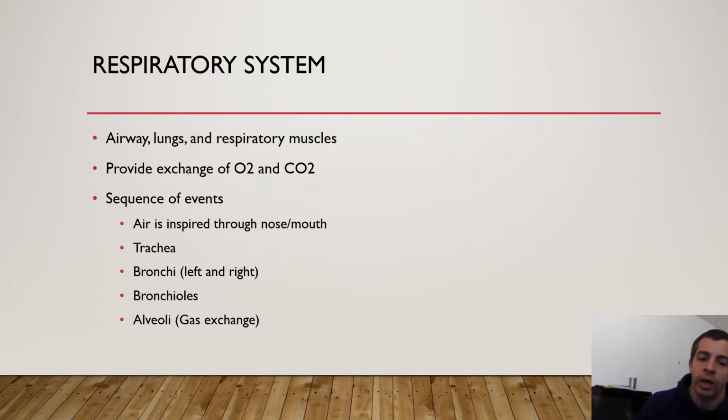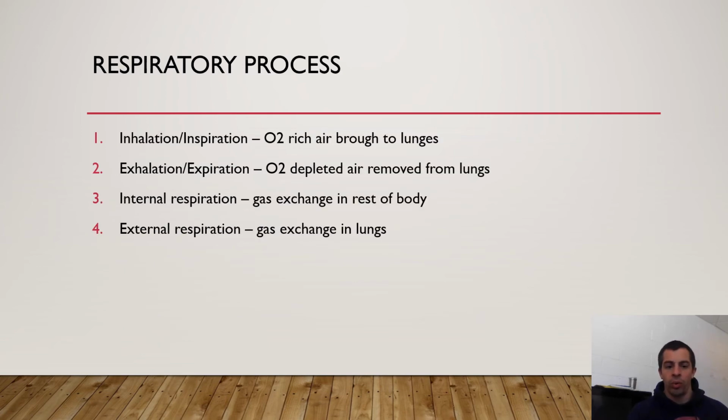All right, so we're moving on to the respiratory system. We could think of the components of it as your airway, your lungs, and your respiratory muscles. The goal of your respiratory system is to provide an exchange of O2 and CO2. We don't really need to go through the sequence of events. We understand how we breathe through our nose, through our trachea. That's not quite as important. We need to understand the respiratory process. That's the important part. How do I breathe?